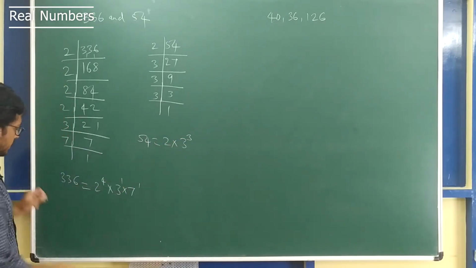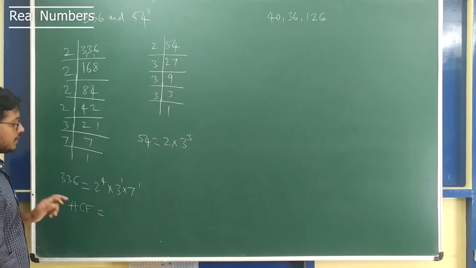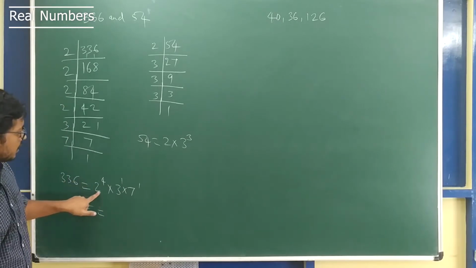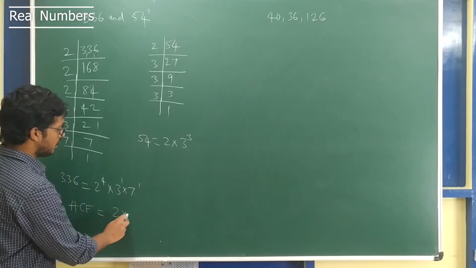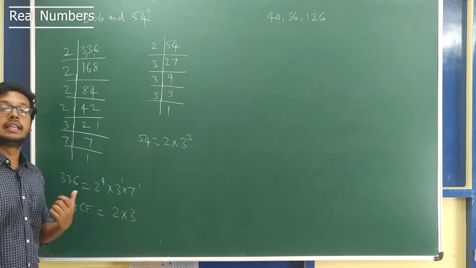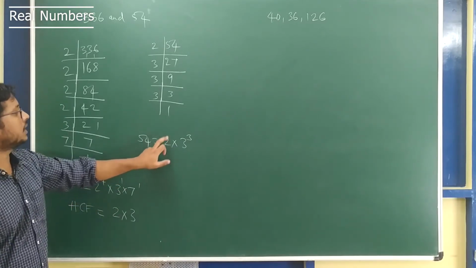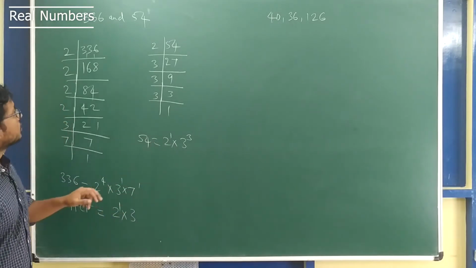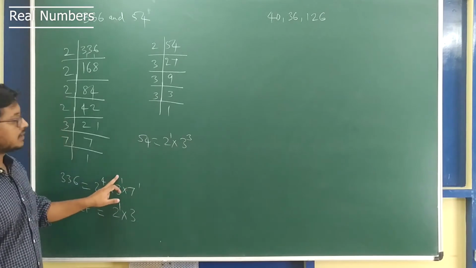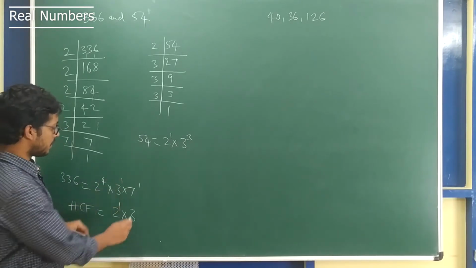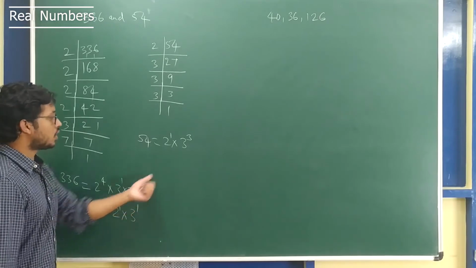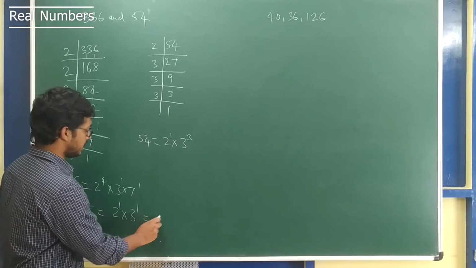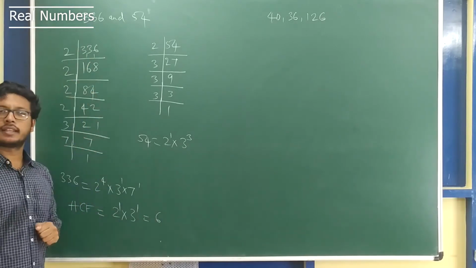So first let's find HCF. To find HCF, we'll first find the common prime factors between them. Common prime factors I have are 2 and 3. So we'll write 2 into 3 and raise them to the least power among them. Here it is 2 power 4, here it is 2 power 1, so we'll take the least power, which is 1. For 3, here it is 3 cube and here it is 3 power 1, so the least power is 3 power 1. 7 is not a common factor, so that will not come in HCF. So 3 2s are 6. 6 is the HCF of 336 and 54.